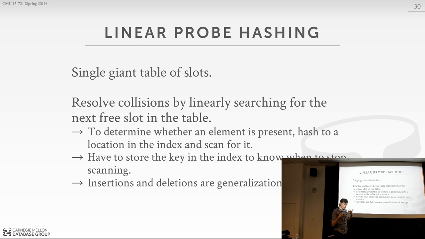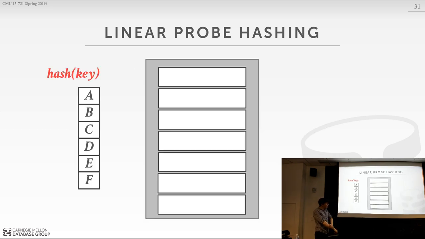If I'm doing a lookup, I land in my position and check whether the thing I'm looking for is at the first slot that I land on. If yes, I'm done. If not, I do that scan until I find what I want, or I reach an empty space, when I know there's nothing else, or I wrap around, meaning I've seen everything. So let's look at an example.